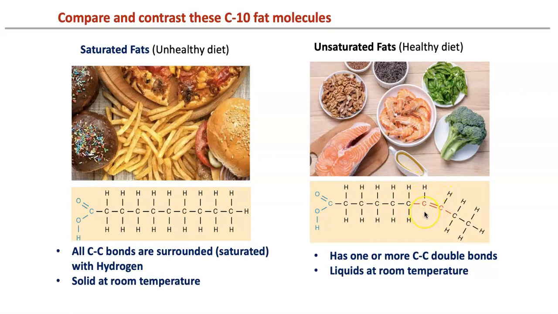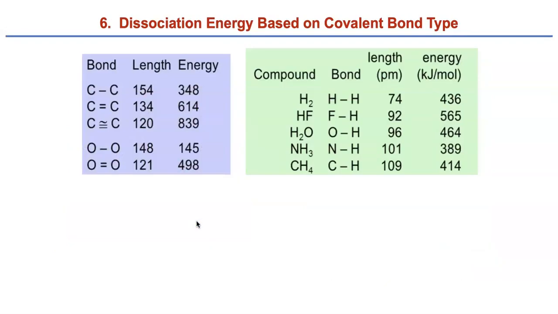It prevents them from stacking on top of each other in your arteries and creating clogs. These will stack on top of each other and make a nice thick structure or a clot, a place where your blood will clot. So anyway, going back to chemistry, let's look at dissociation energy of covalent bonds.